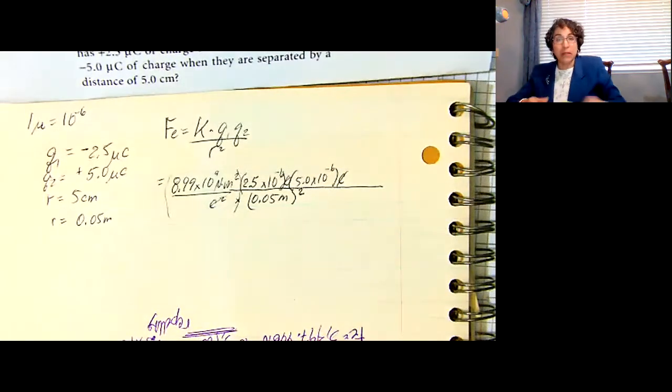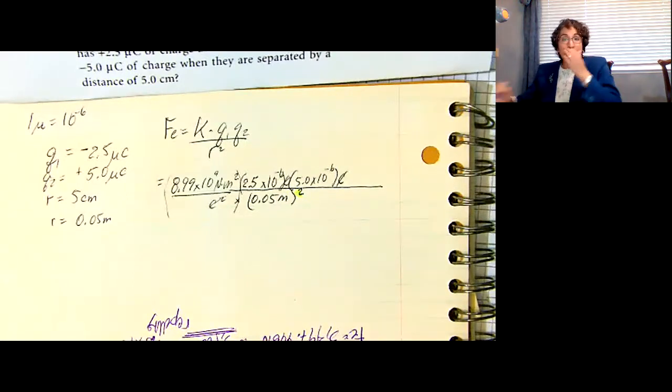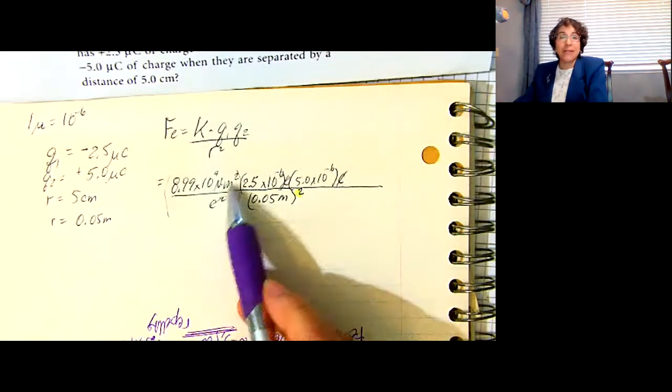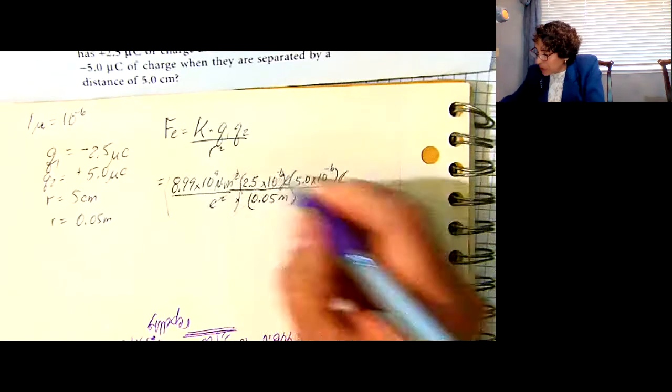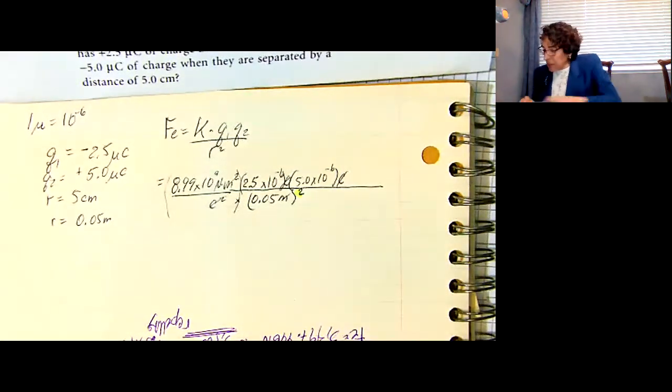Remember, you need to square it. Highlight it or something. Remember, you need to square it. Okay, and then my meter squared is going to cancel out with this meter squared. This meter squared cancels out with that meter squared. So then I end up with newtons again. All right, so ready for the calculator?